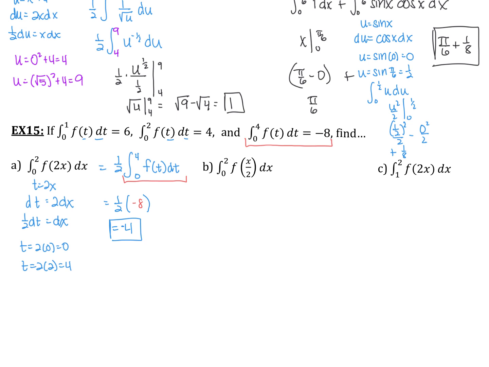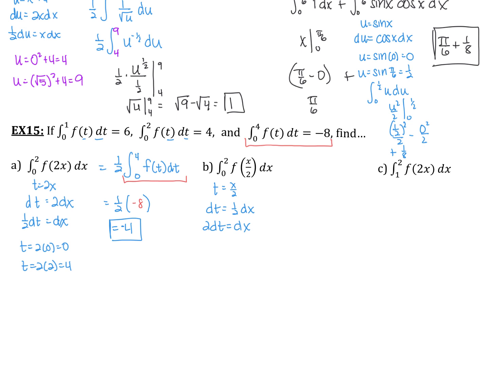All right, here we go. Let's let t equal x over 2. So dt equals 1/2 dx. I don't have a 1/2 in there, so I'm going to reorder this just a little bit. So to get 2 dt equals dx.